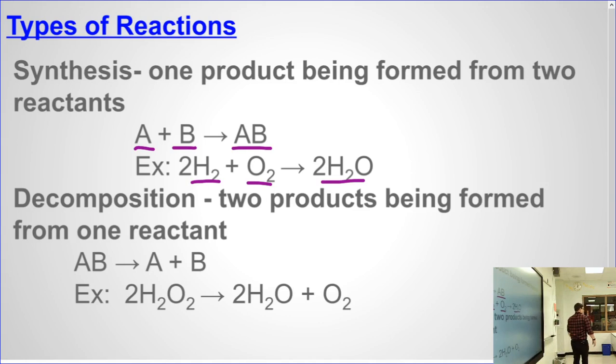Cool there? Your job, well, half your job is looking at a chemical reaction and telling me what kind of chemical reaction it is. The other half of it is the balance. However, we've upped our game a little bit.